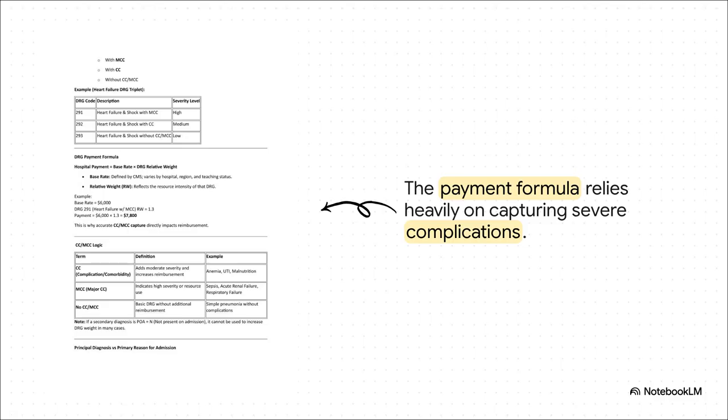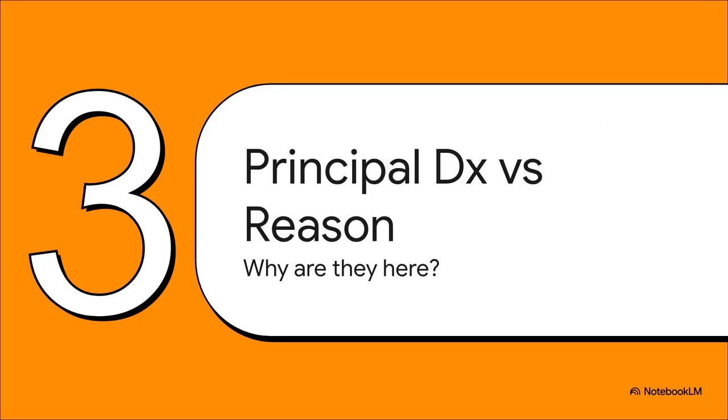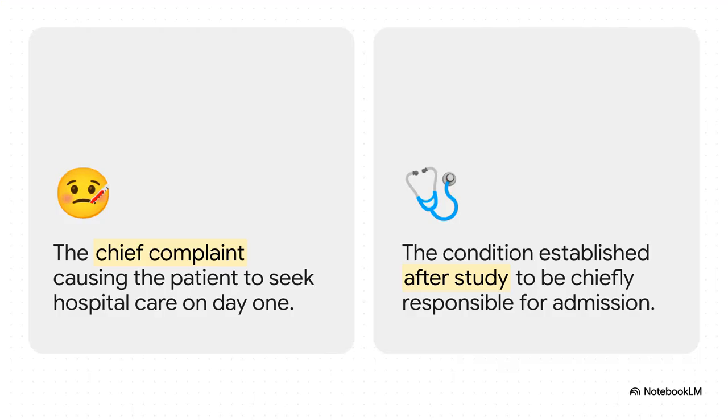And that makes total sense, right? It reflects the immense resources the hospital had to use to treat that much sicker patient. Section 3. Let's talk about principal diagnosis versus primary reason. To get that DRG correct, we have to establish exactly why the patient is actually in the hospital. And honestly, this is a massive point of confusion, even for seasoned pros. There is a huge difference between the primary reason for admission and the principal diagnosis.